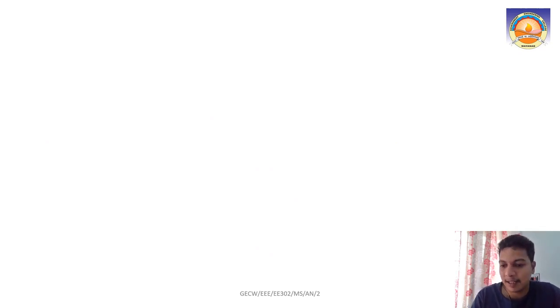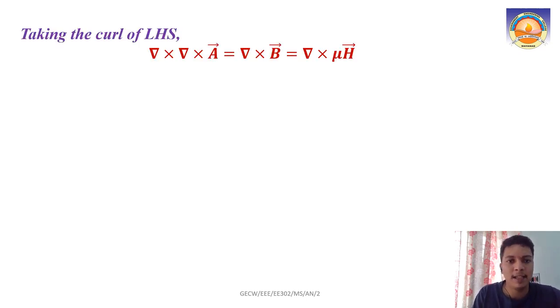Now let us consider another equation. We already defined B equal to del cross A. I hope you remember. So if you take the curl of that equation, we get del cross B, which is del cross of del cross A. The magnetic field density B we can write in terms of magnetic field intensity, B equal to mu H. So we can change it as del cross mu H. I think there is no doubt on this.